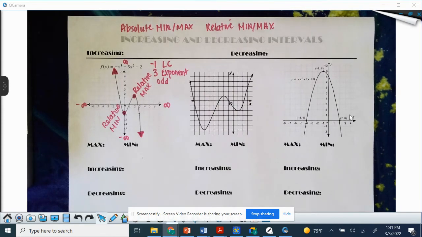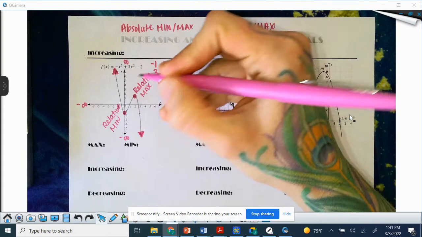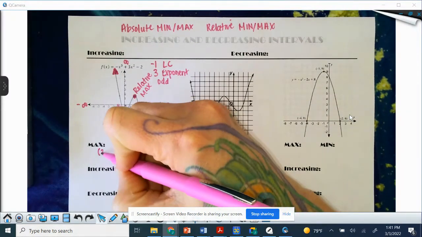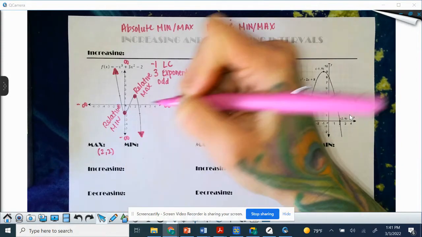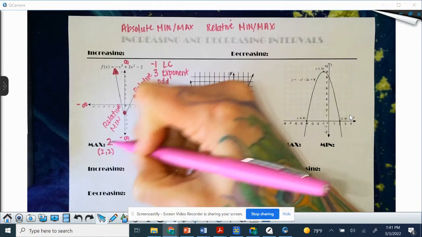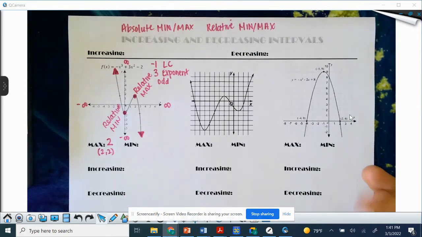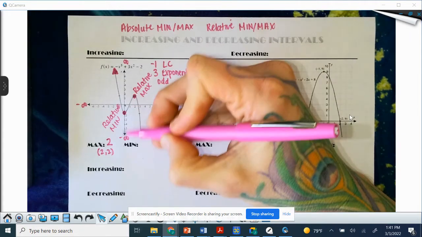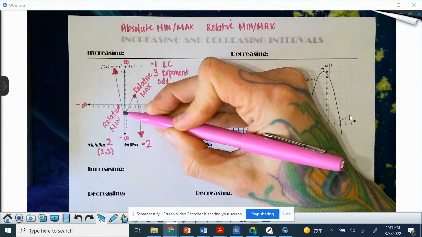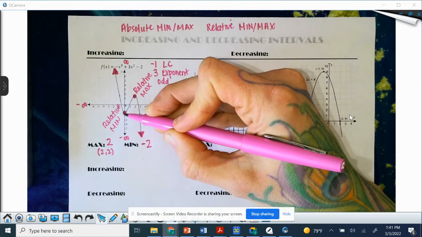The maximum would be that 2, it looks like. Yep. So max is 2 as a coordinate. But when we discuss max, we're only using our y values, so it is a positive 2. So max and min are only your y values because we're talking about how high or how low. So then our min is going to be that -2. As a coordinate it is 0, -2. But again, max and mins are going to be your y values only.